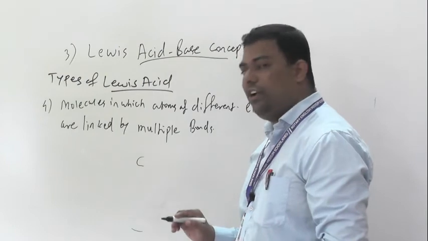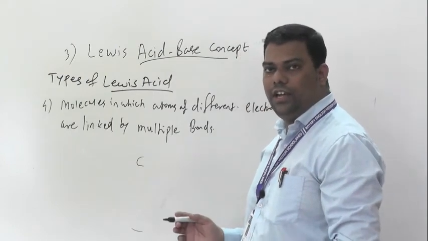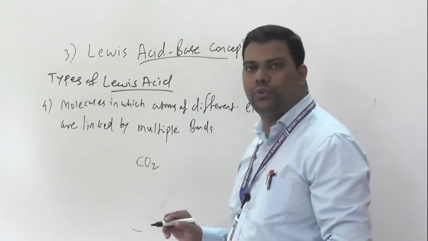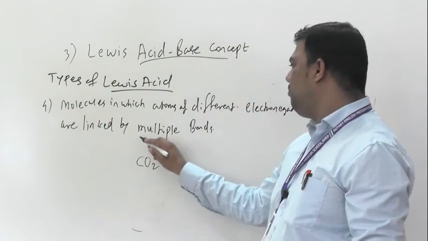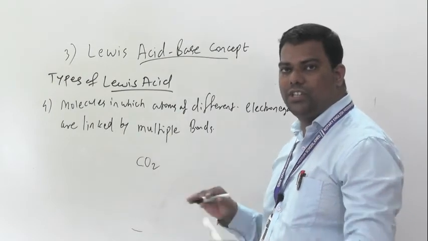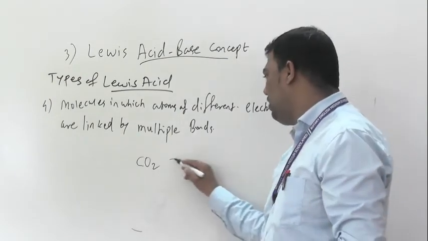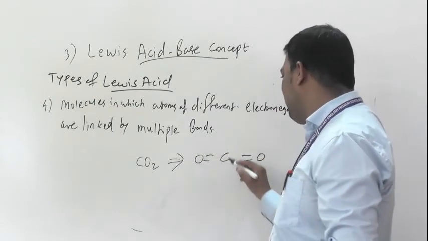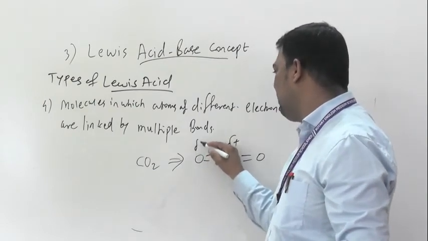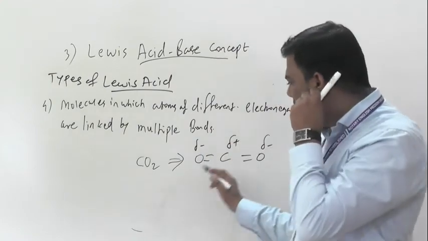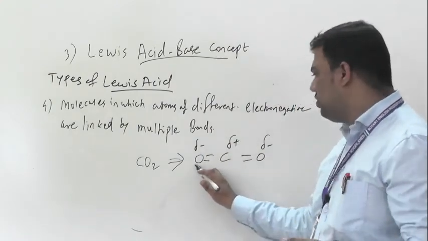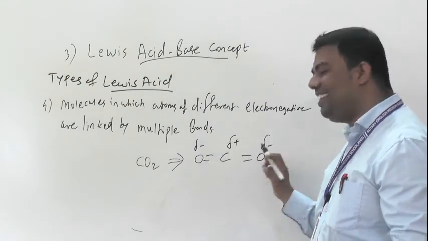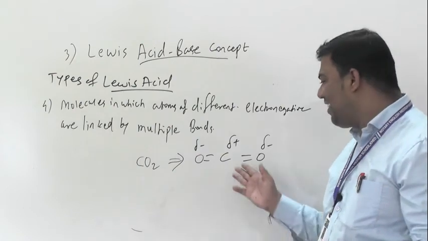See here how we can identify this difference in electronegativity. We discussed electronegativity in our periodic classification of elements. Suppose you take the example of CO2. There must be a multiple bond, meaning either a double or triple bond. So here, C double bond O and double bond O. Here delta plus, here delta minus, meaning partial negative charge will develop because oxygen is more electronegative than carbon. So there are multiple bonds here, and they are completing their octet also.